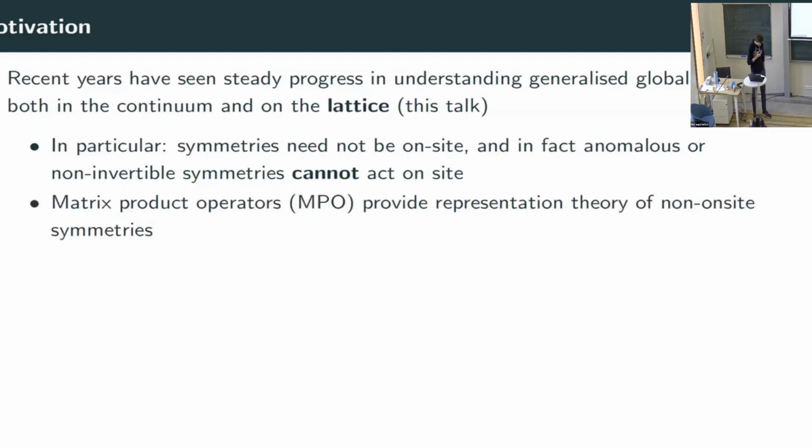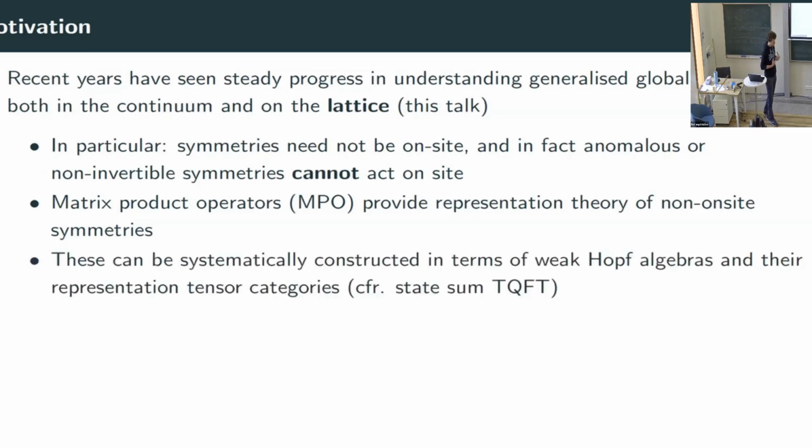And so, if not described by these sort of tensor products of local operators, then what are they described by? Well, it turns out that there are these kinds of objects in tensor network methods, matrix product operators, and I will define what these are. They give you the representation theory for these non-on-site symmetries. There's been a lot of progress made on that, partly by some people in this room, for systematic constructions of such non-on-site matrix product operator symmetries.